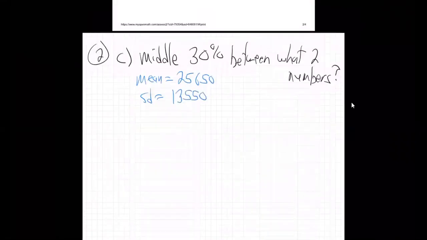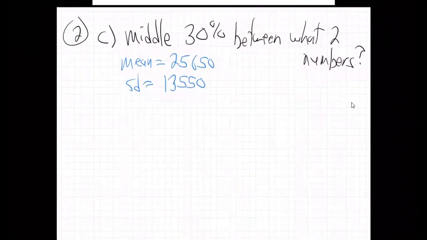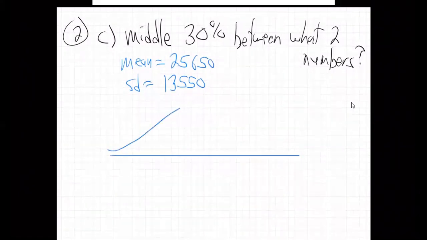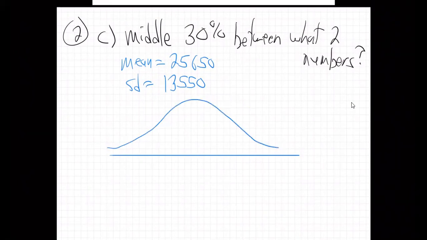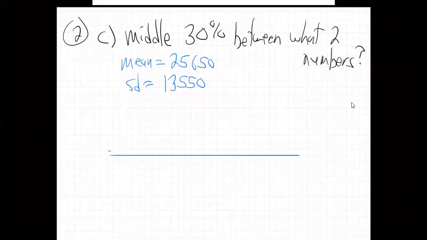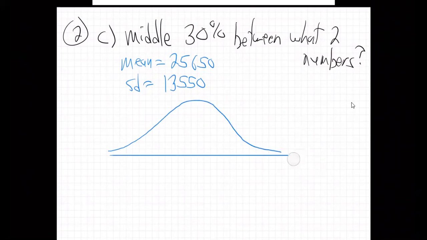Okay, so let's draw it. It's not such a good curve. Not very good at drawing those. I keep wanting to do a little bit better. All right, a little better, I guess. Okay, so there we go. So put the middle on. The middle is the mean, 25,650. Okay, now to their question.